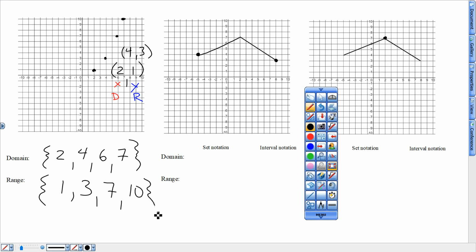And again, I'm getting all those numbers by either looking at the X number in the coordinate or looking at the Y number in the coordinate. That's where I'm getting all these values. This one being 6, 7. This one up here being 7, 10. All the X numbers are where I got that list of domain numbers. All the Y numbers are where I got that list of range numbers from the coordinates.